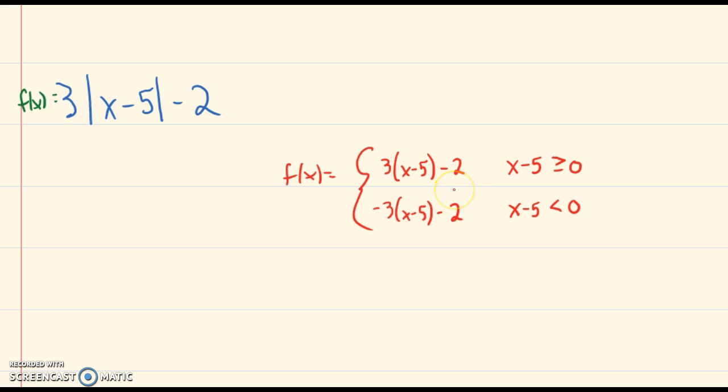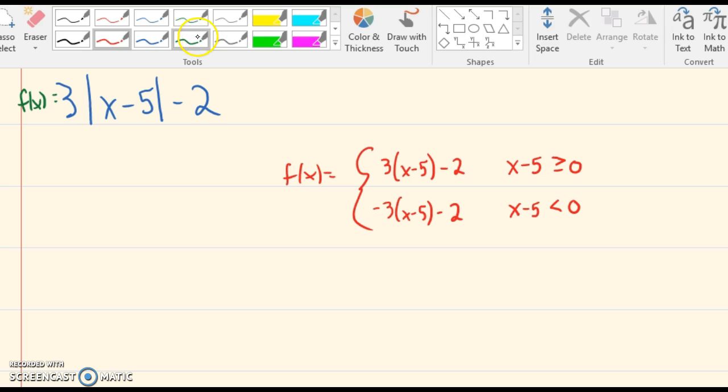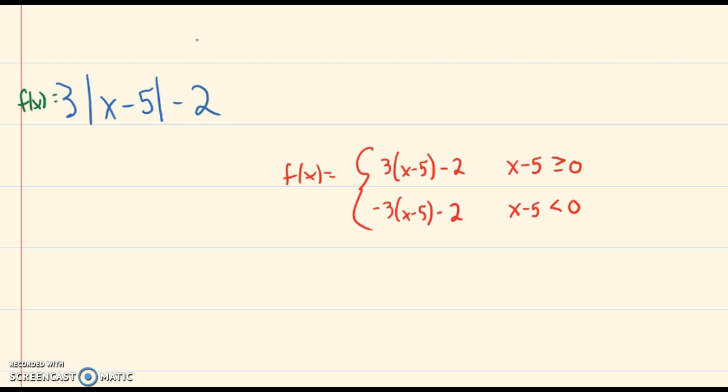Notice that 2 didn't change. That's because that really is just going to move a graph up or down. It doesn't really do a whole lot to the function itself. It just moves it where it's at. And from there, we're going to simplify.